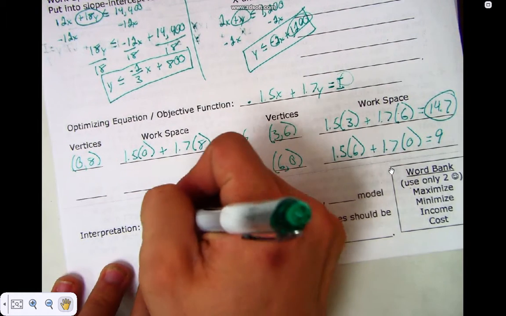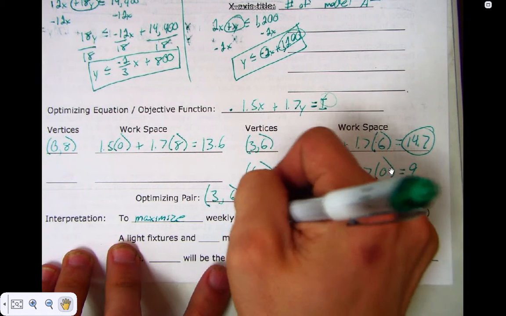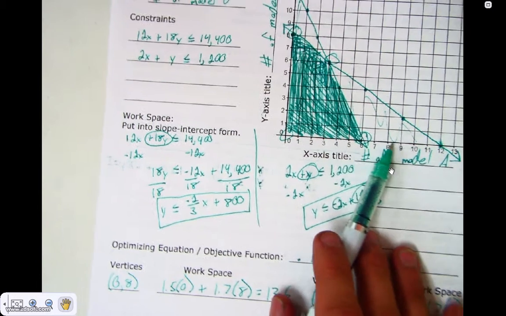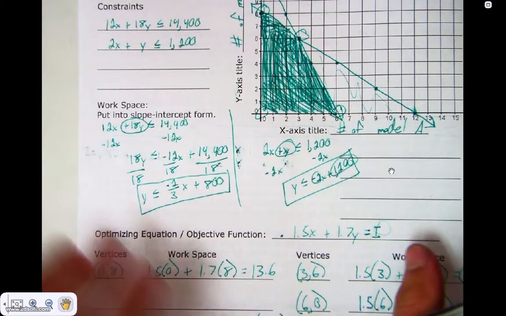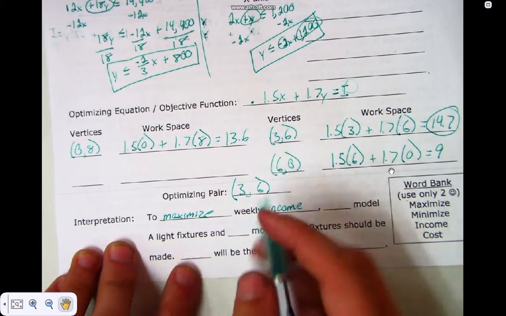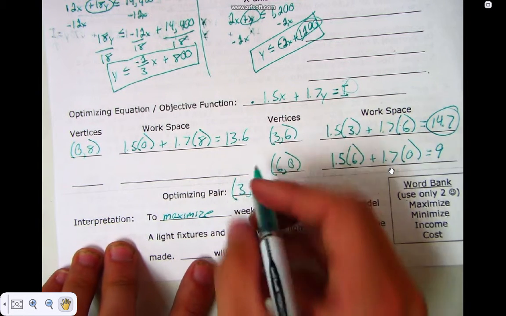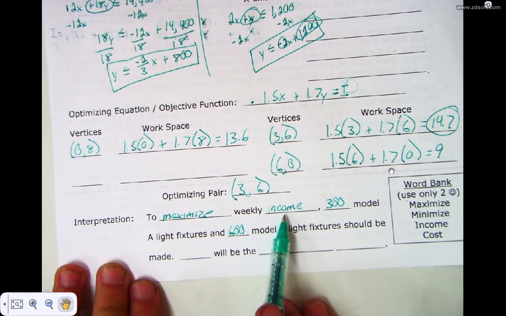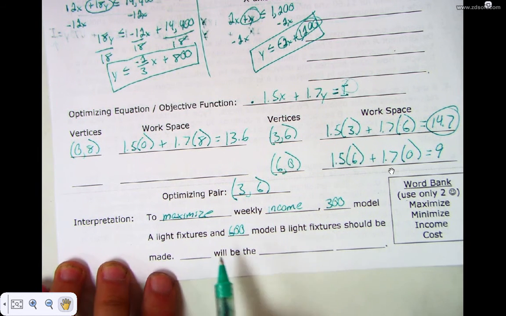So to maximize weekly income, 3, now remember we were graphing hundreds, alright? So when we graphed up here, these were all by hundreds, right? So like you see here, 800, 1200, we started at 8 and 12. So the scale is by hundreds. So really 3 means we need to make 300 Model A light fixtures, and the 6 means 600 Model B light fixtures should be made, okay? So to maximize weekly income, 300 Model A light fixtures and 600 Model B light fixtures should be made.